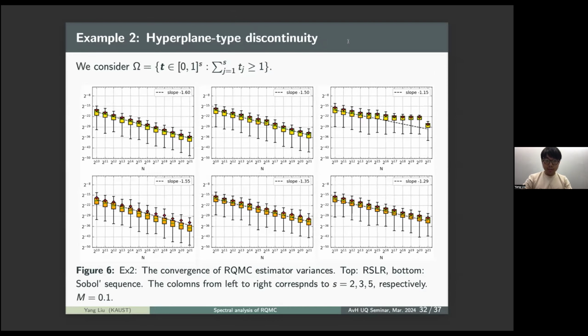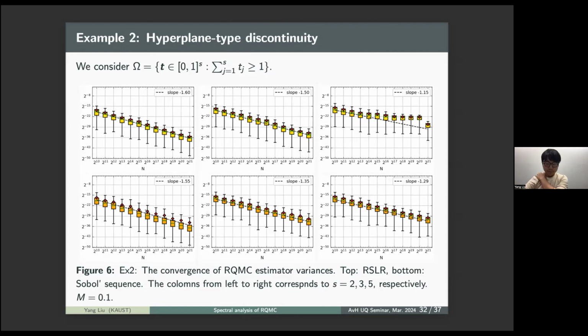And in example 2, we consider the hyperplane type of discontinuity, where the discontinuous interface is given by the summation of the tj's being larger or equal than 1. So in 2D, this interface will be this diagonal line. In this example, actually, this is something curious, and there is something that I cannot answer in this paper: the lattice rule seems to behave differently than the Sobol sequence.